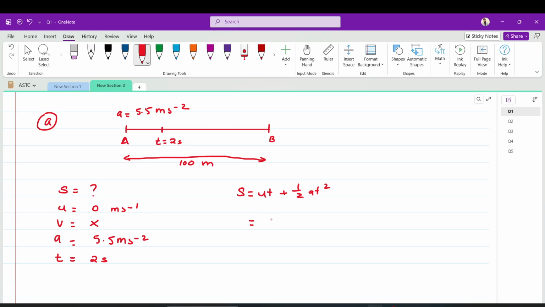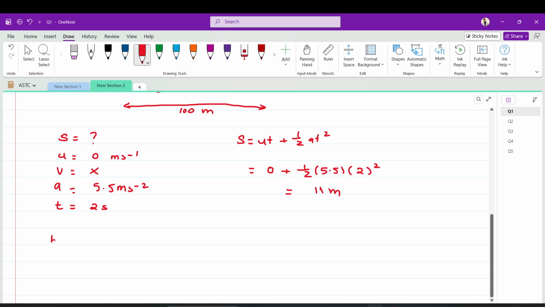u is 0, so therefore this whole term becomes 0. Half times a, which is 5.5, and t is 2, so square of 2, and therefore 2 and 2 will cancel out, so we'll have 2 times 5.5, so 5.5 times 2, that'll be 11 meters. Okay, that is part A. Let's move to part B now.